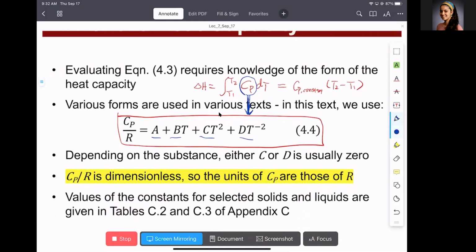What about for Cv? Does Cv have the same story? Same story. So we also have Cv over R would be a function of those. You may ask why we have this Cp over R. Why not just go ahead with simply Cp being A plus Bt plus Ct squared plus D term?